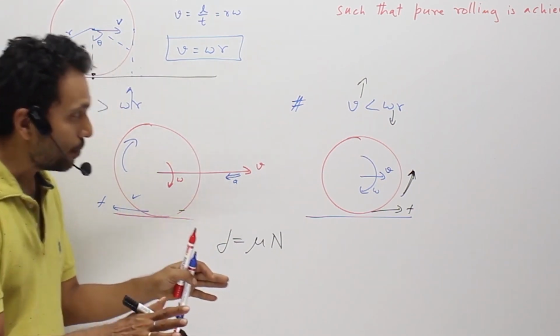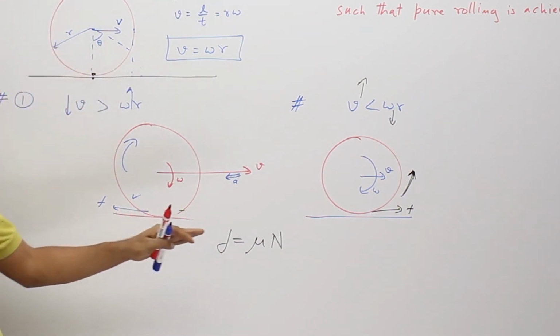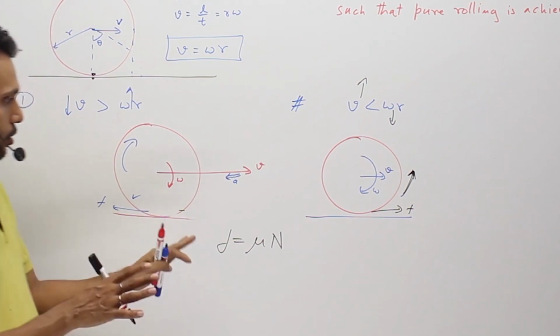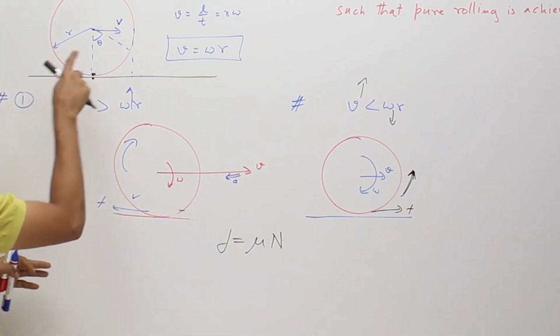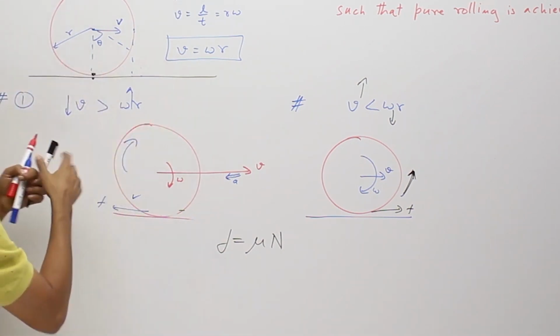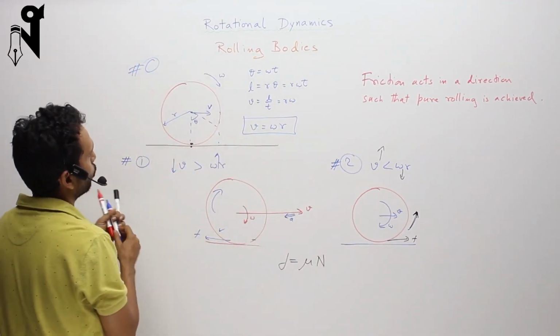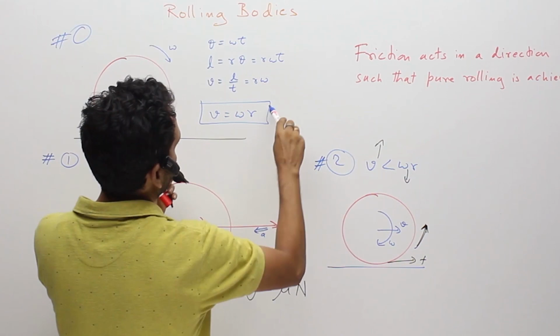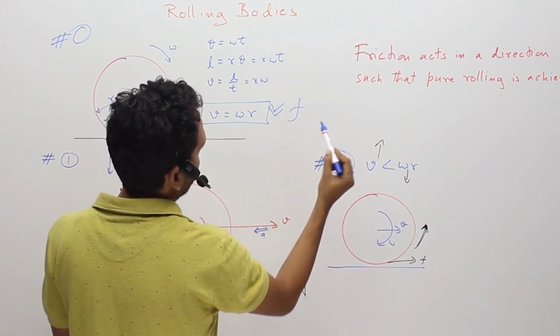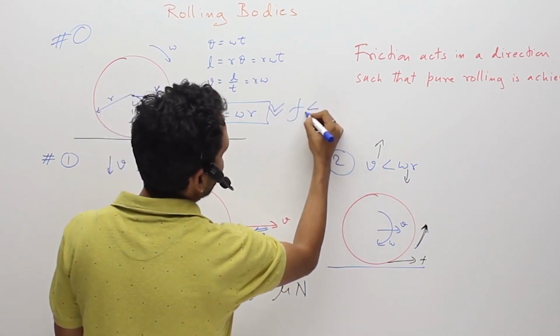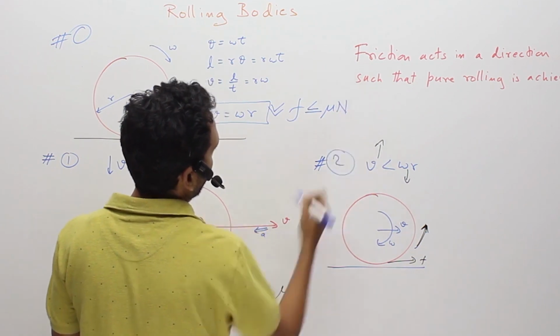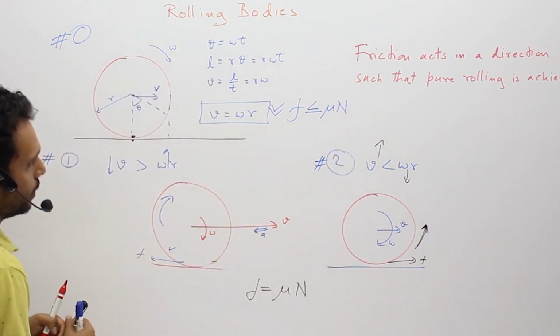So till the rubbing is happening. Once it has started pure rolling, it's not rubbing, it is a case of pure rolling. So I have written case 1, case 2 over here. So let me put it as case 0 of pure rolling. So in this case, your F is less than equal to n mu times the normal reaction.